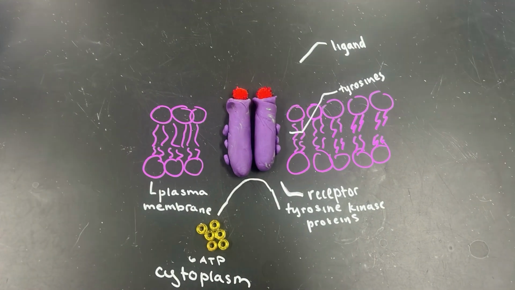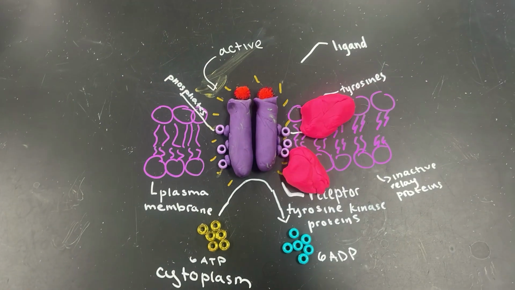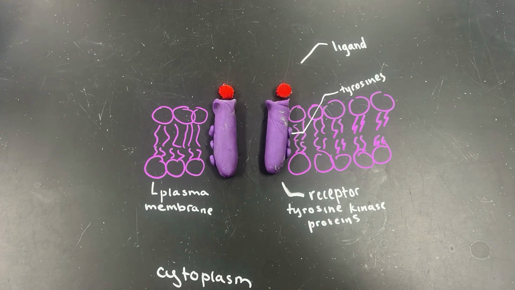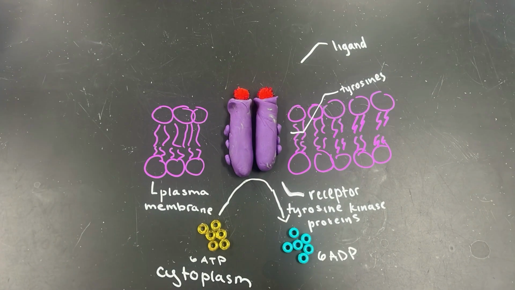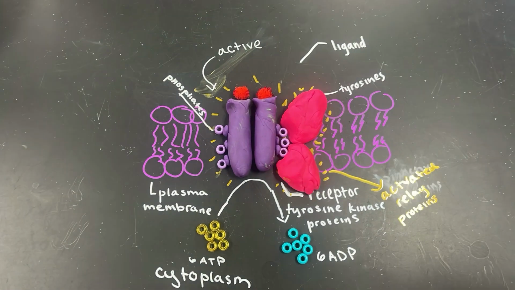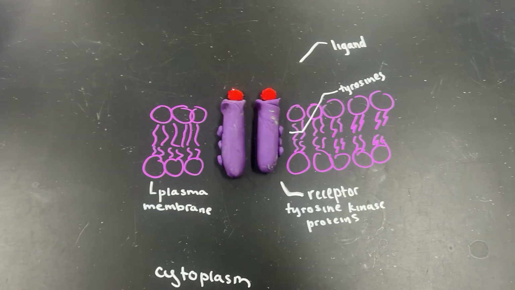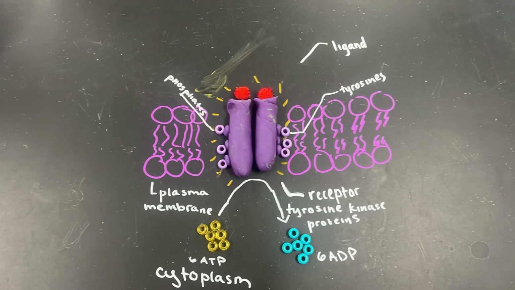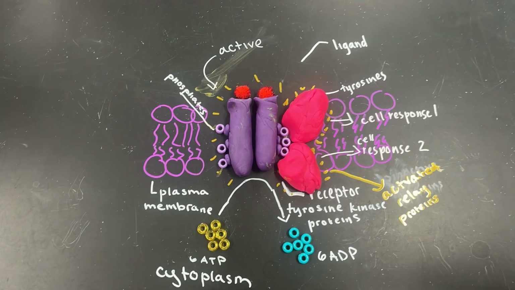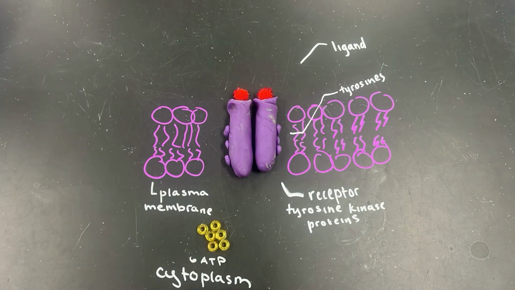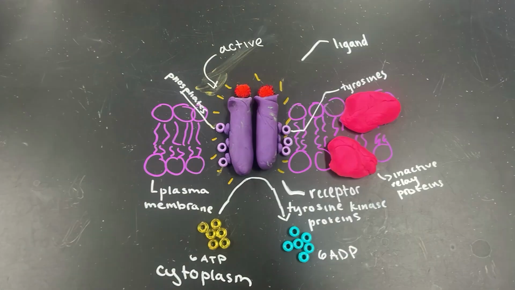Inactive relay proteins then bind to the receptors. These relay proteins are now activated and amplify the original signal from the growth factor to stimulate cyclin CDK activity. This stimulation of CDK cyclin activity promotes stages of the cell cycle, including DNA synthesis, and in this example, mitosis, in order for the skin cells to repair the damaged cut.